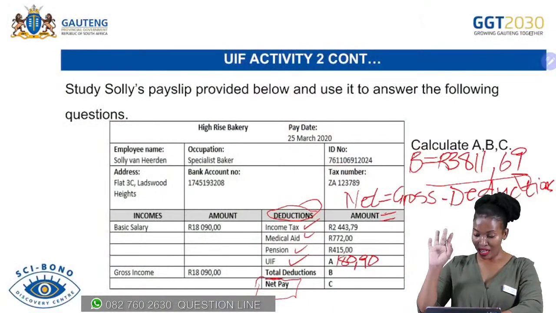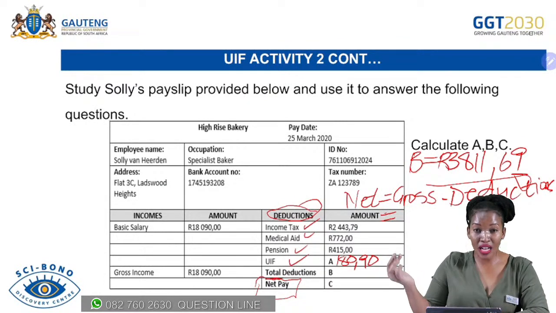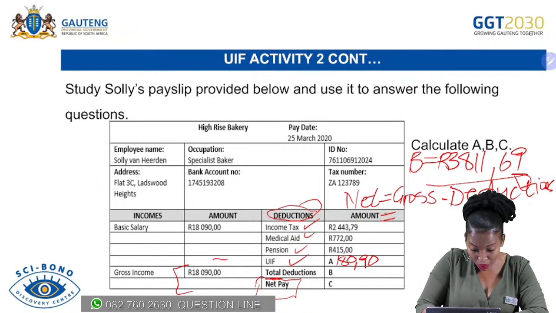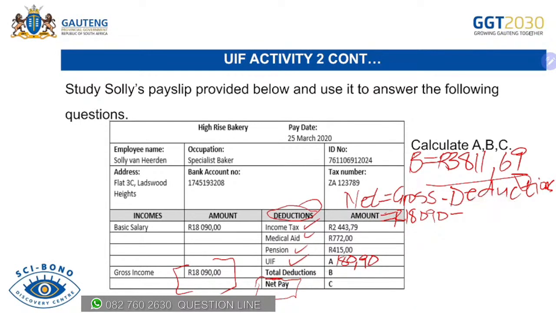Now, guys, I'm sure by now you have your answers. Remember, we want the net, and then you said net is your gross minus your deductions. And then what is our gross? Our gross is 18,090 minus. What is our total deduction? We calculated our deduction. Here is our deduction, which is 3,811 and 69 cents. So you punch that in your calculator. 18,090, you minus 3,811.69, and then I'm getting a total net income of how much?